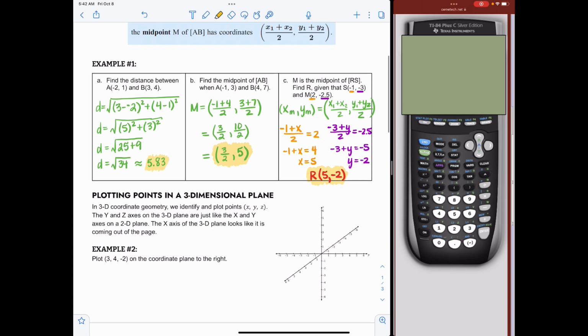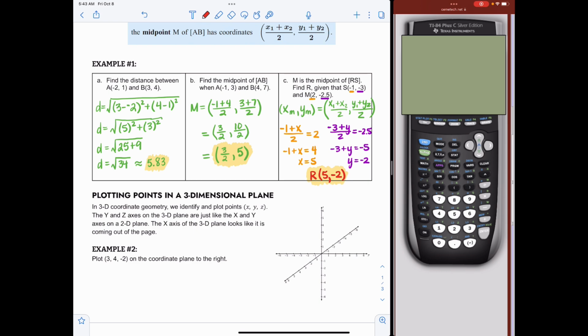All right. So now let's talk about plotting points in a 3-dimensional plane. We're used to having a 2-dimensional plane, just an x and a y axis. However, in coordinate geometry, we identify points and plot them as (x, y, z) in a 3D plane. The y and the z axis on the 3D plane are just like the x and y axis on the 2D plane. The x-axis of the 3D plane is going to look like it's coming out of the page.